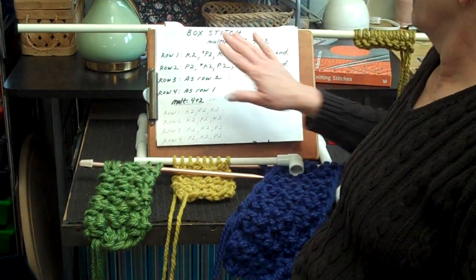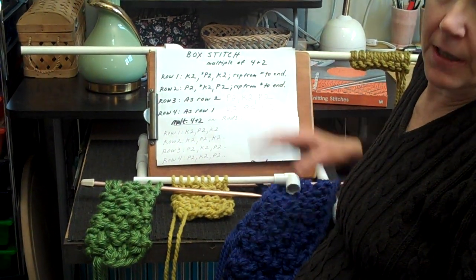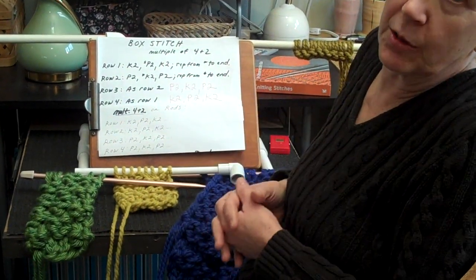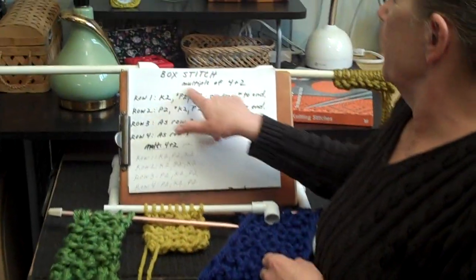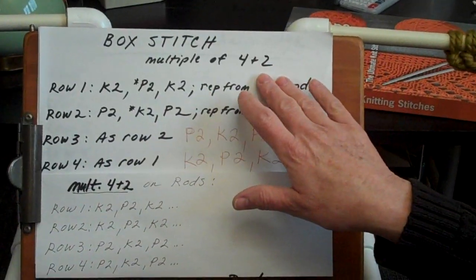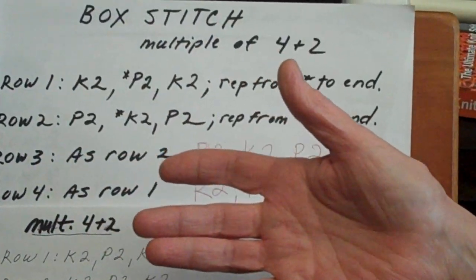Now, when you see a pattern for box stitch meant for straight knitting needles, remember now we have to transpose a straight knitting needle pattern. It will usually be written out multiple of 4 plus 2. That's what they want you to put on the pattern, or put on when you cast on.